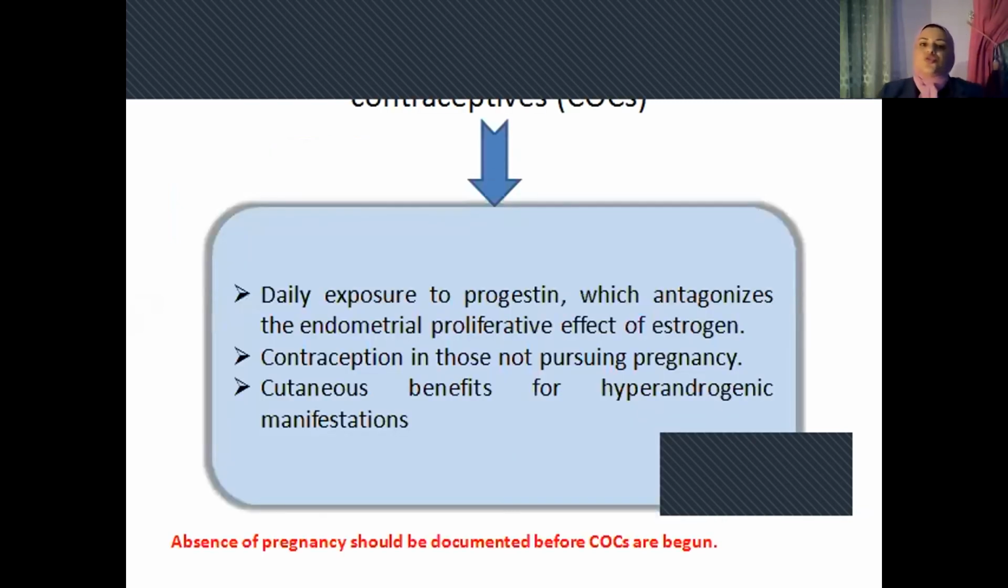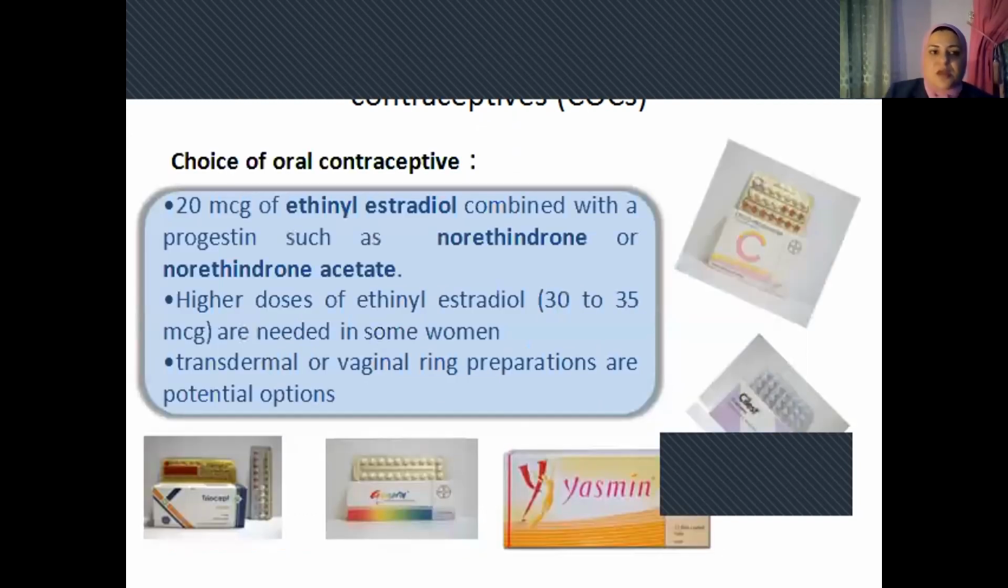First, we introduce oral contraceptive pills. Daily exposure to progestin counteracts the endometrial proliferation effect of estrogen, provides contraception in those not pursuing pregnancy, and gives cutaneous benefits for the hyperandrogenic manifestations. But first, we have to exclude pregnancy. The choice of oral contraceptive is 20 mcg of ethinyl estradiol combined with a progestin, norethindrone or norethindrone acetate. Higher doses of ethinyl estradiol may be needed in some women, or transdermal or vaginal ring options are potential alternatives.